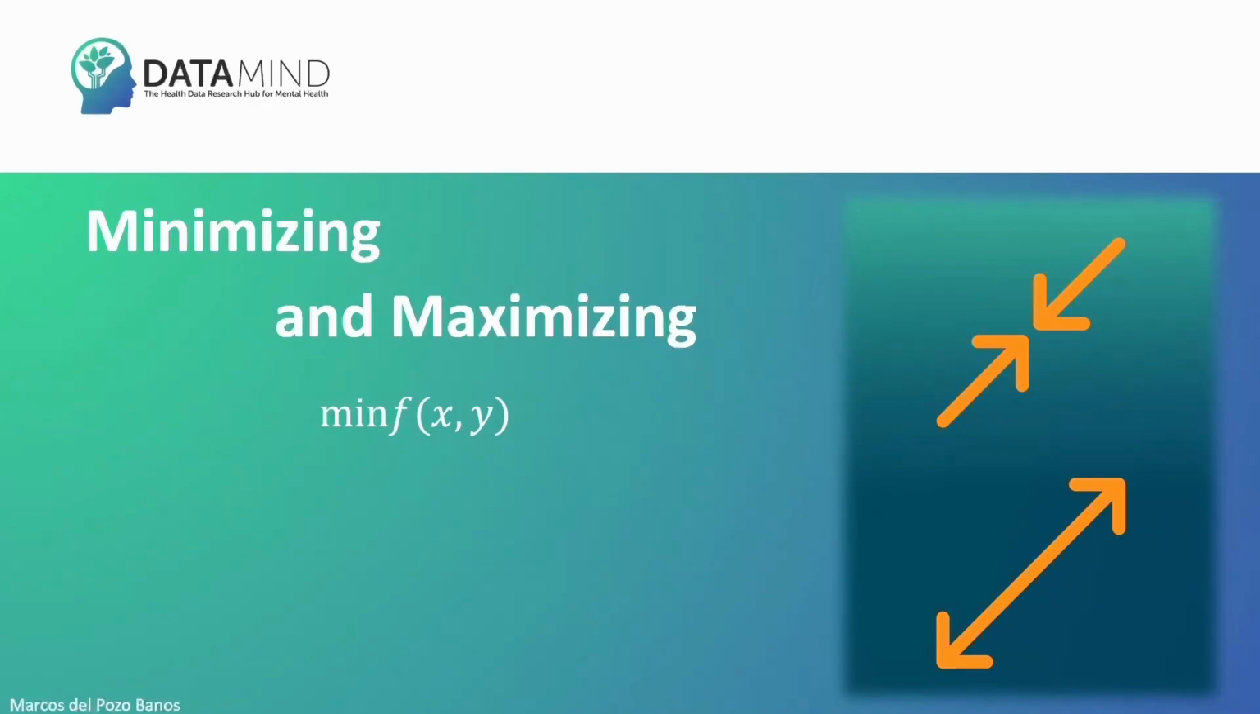Then we can talk about the concept of minimizing and maximizing. So we can minimize a function, and that will give us the minimum value that that function can achieve.